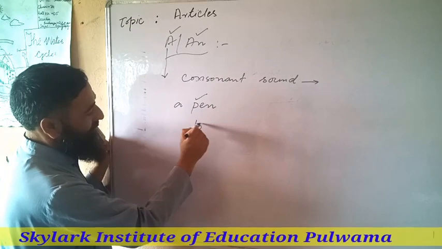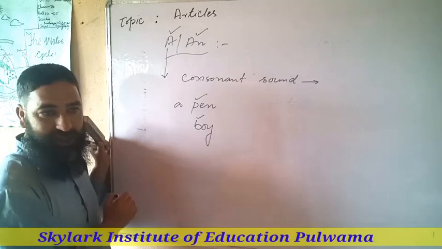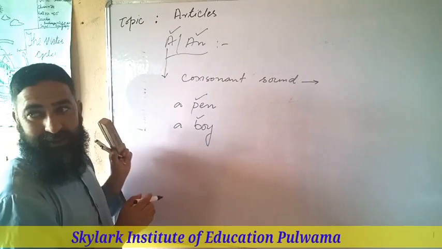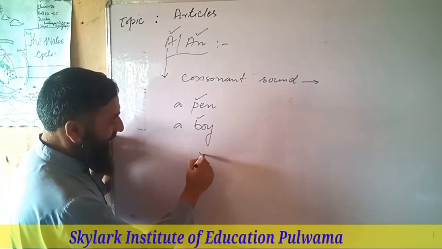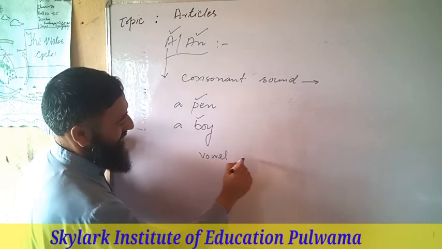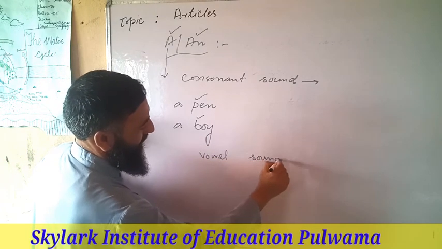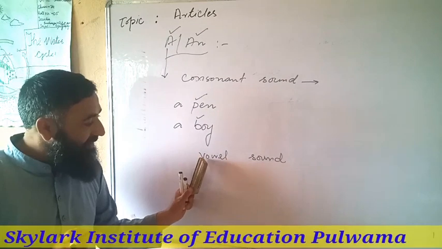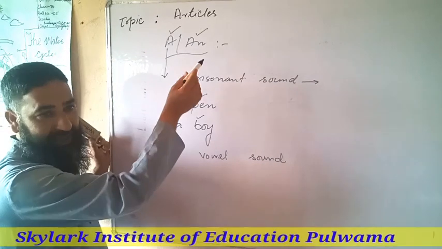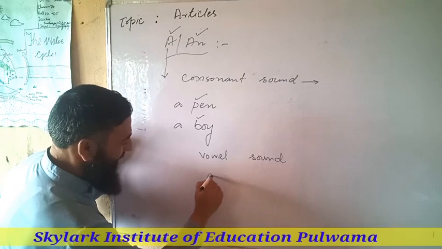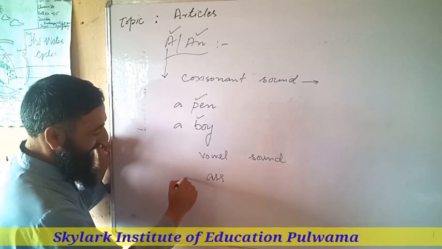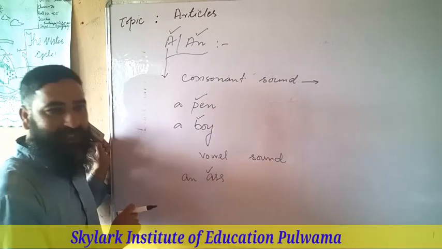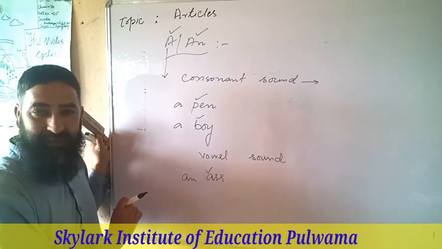And there is a boy. This b sound is also a consonant sound. We write a boy. And for the words beginning with a vowel sound, not letter, we use an. For example, ox. There is ox. You are right, an ox, because this word ox begins with the vowel sound. So we write an ox.